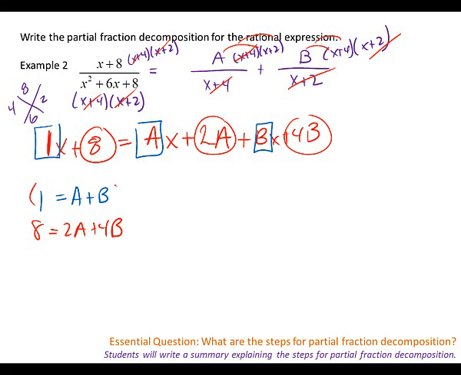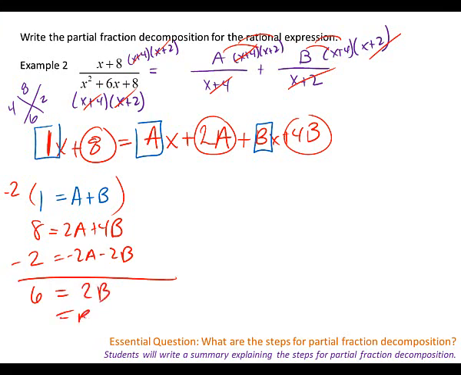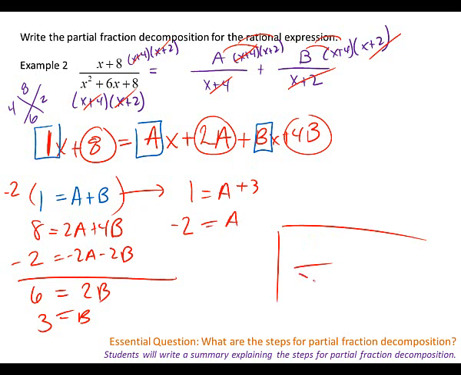Let's check it. So what did you multiply by? Negative 2. So we got negative 2 equals negative 2a minus 2b. Alright, so what'd you get when you added up? 6 equals 2b. b equals 3. We plug into the blue one. 1 equals a plus 3, so a equals negative 2. And then to finish it up, what goes over the x plus 4? Negative 2. And what goes over the x plus 2? 3. So not so bad.